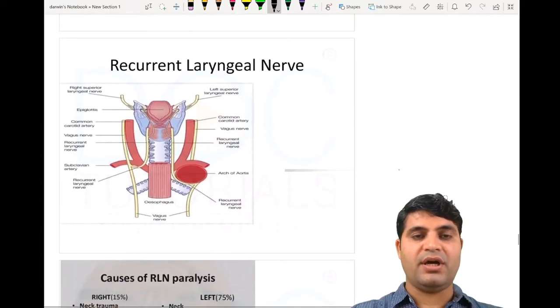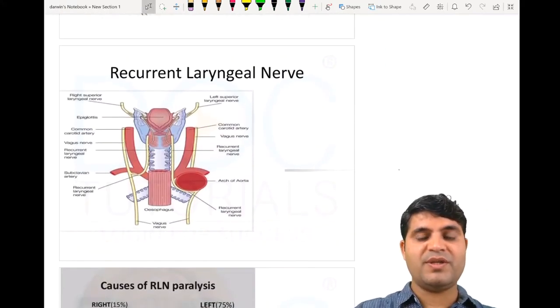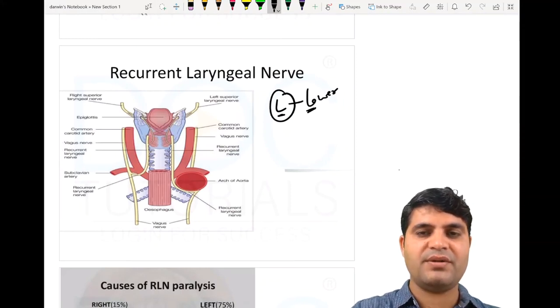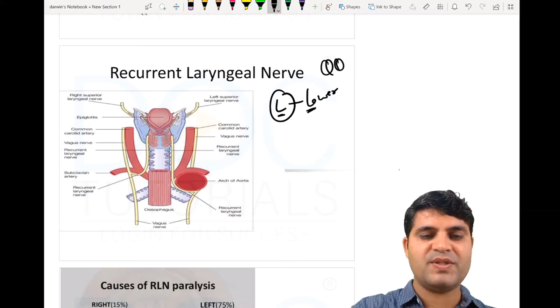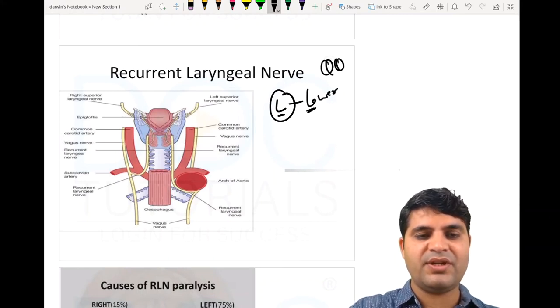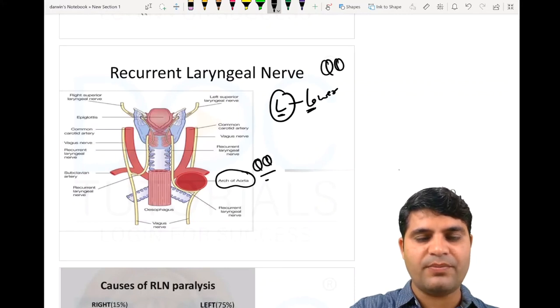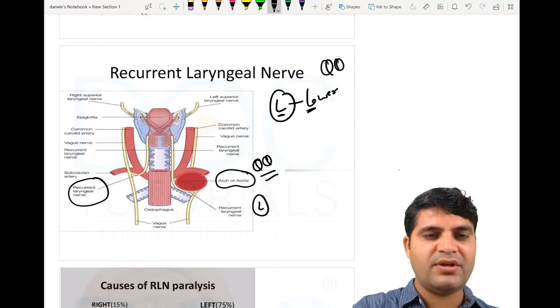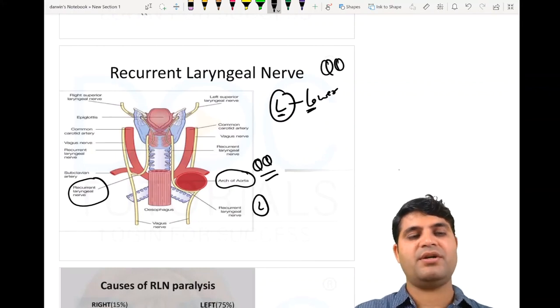So yeah, recurrent laryngeal nerve. You can see here that left recurrent laryngeal nerve is always lower in onset. Very important. The left recurrent laryngeal nerve winds around the arch of aorta, whereas the right recurrent laryngeal nerve winds around the subclavian artery. So this is important. Okay.